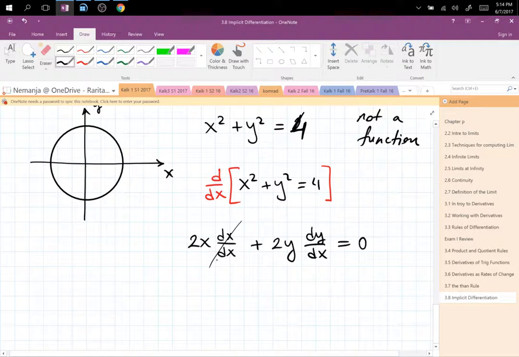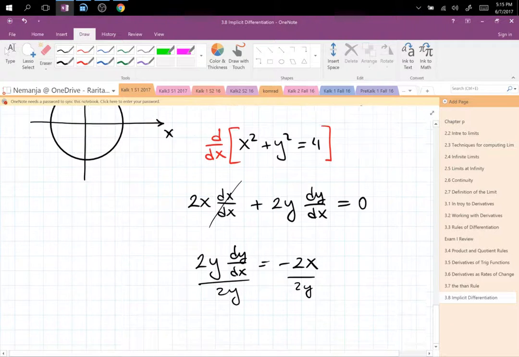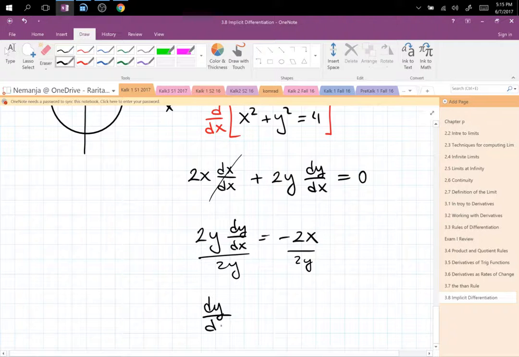So now what is left? All it's left is to solve for dy dx, right? You see that there is a dy dx, just massage this equation to get dy dx equals everything else. So what I have is 2y dy dx is equal to negative 2x when I move it to the right. And then I divide both sides by 2y to get dy dx is equal to negative x over y. And that's the derivative.